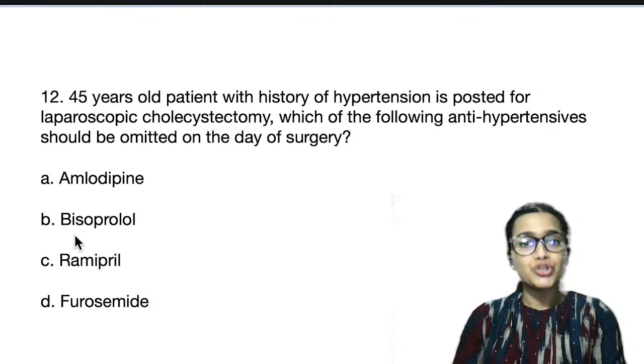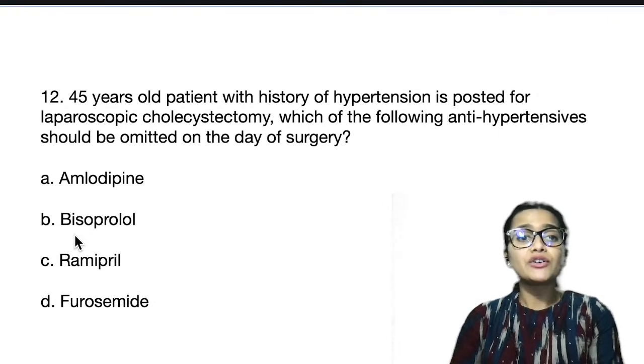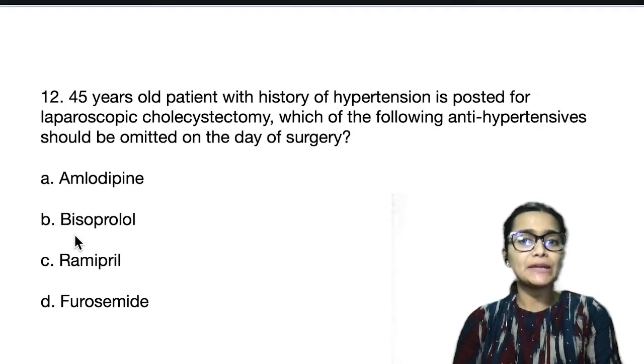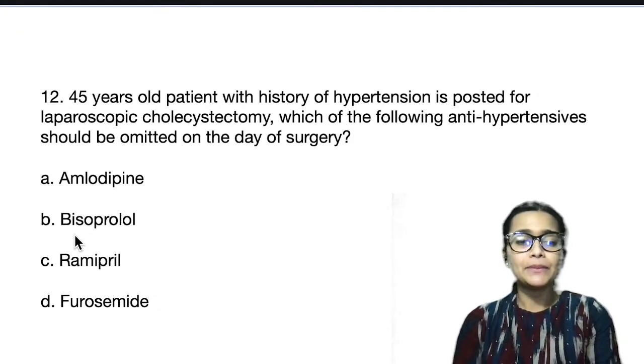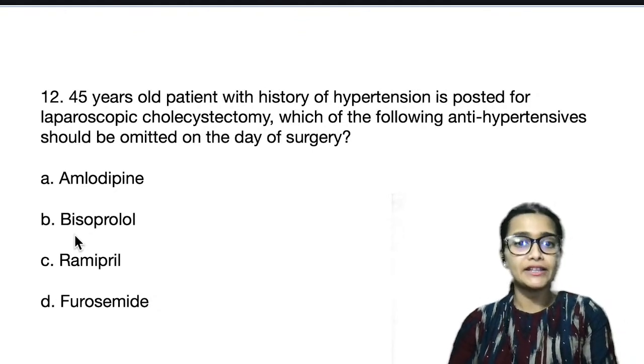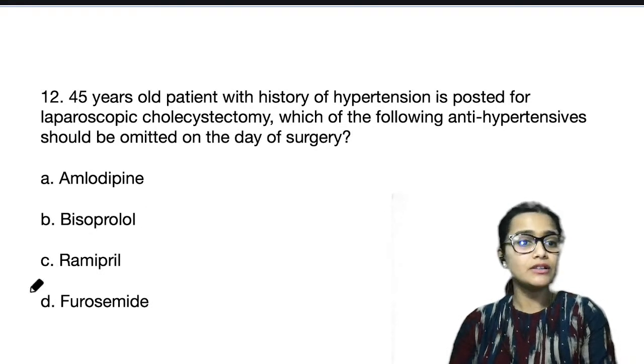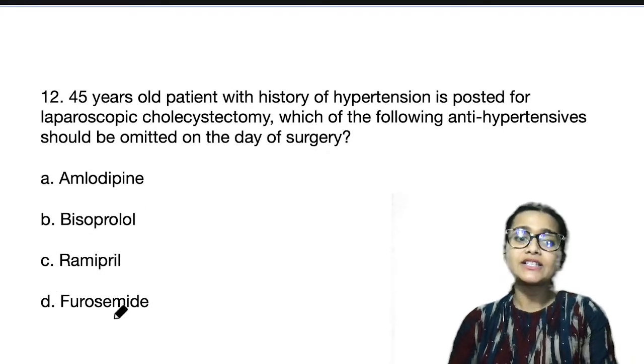Coming to question number 12. A 45-year-old patient with history of hypertension is posted for laparoscopic cholecystectomy. Which of the following antihypertensives should be omitted on the day of surgery? And the options are, option A is amlodipine, option B is bisoprolol, option C is ramipril, and option D is furosemide.